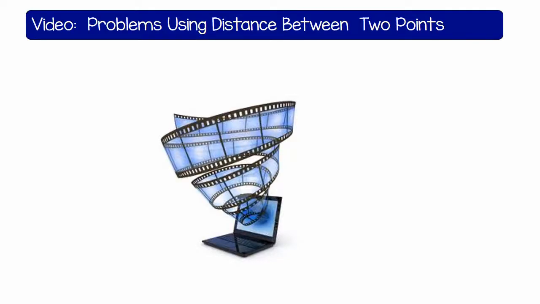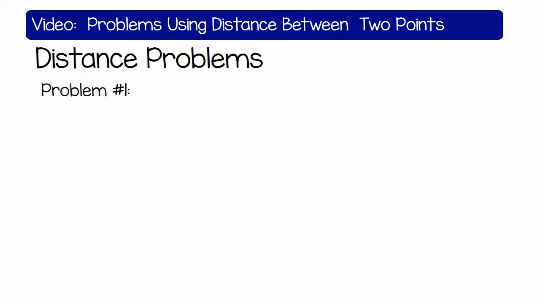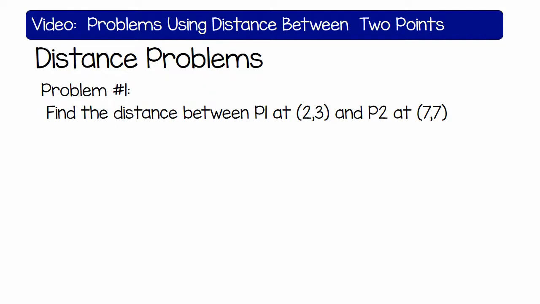Problems using distance between 2 points. Here is the first problem we want to solve. Find the distance between point 1 at 2, 3 and point 2 at 7, 7.